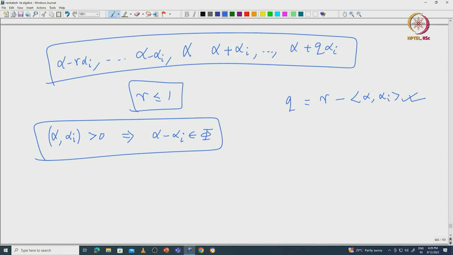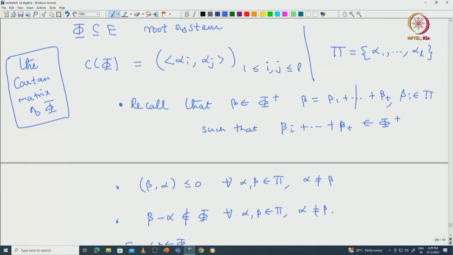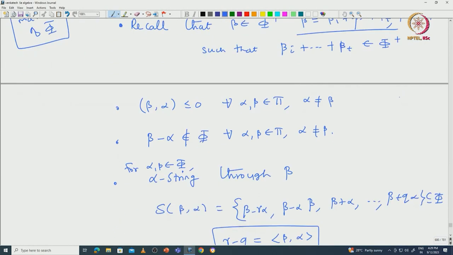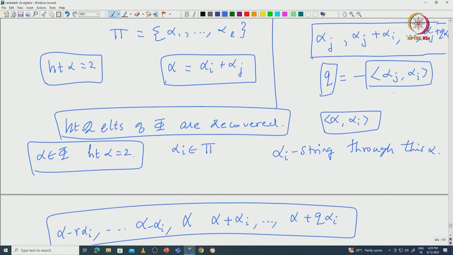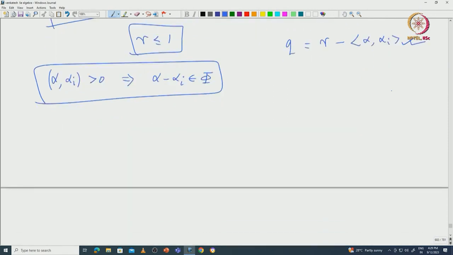Now, using our earlier result that any positive root can be written as a sum of simple roots, you can see that with this procedure, if you go further and further, in finitely many steps you will be able to recover all possible roots of phi. So this way we can recover all the roots, or positive roots, of phi. This algorithm is very much a working algorithm.